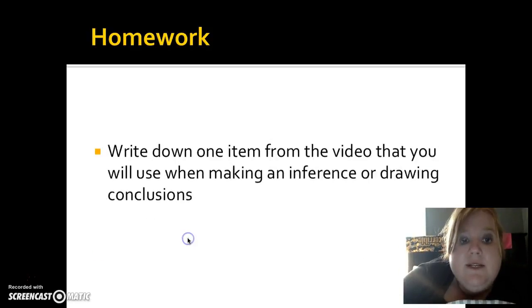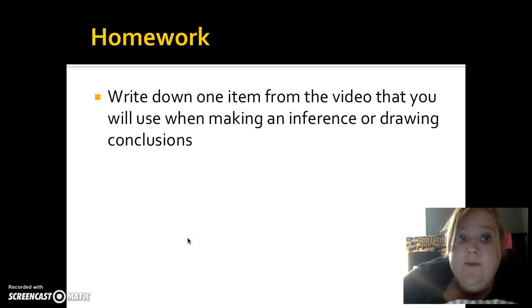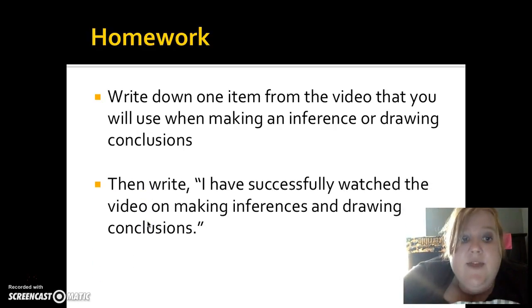Your homework assignment tonight is to write down one item from the video that you will use when making an inference or drawing conclusions. Make sure you include the part about highlighting examples as well as backing up that information. Then write, I have successfully watched the video on making inferences and drawing conclusions. Make sure again to include all of your notes.